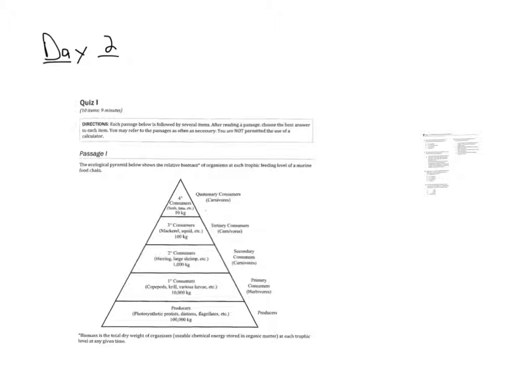All right, we're going to start with day 2. This is in your student book on page 309. And we're going to take a look. We're going to review today with data representation questions. So let's first look at the first passage. This is going to be data representation.